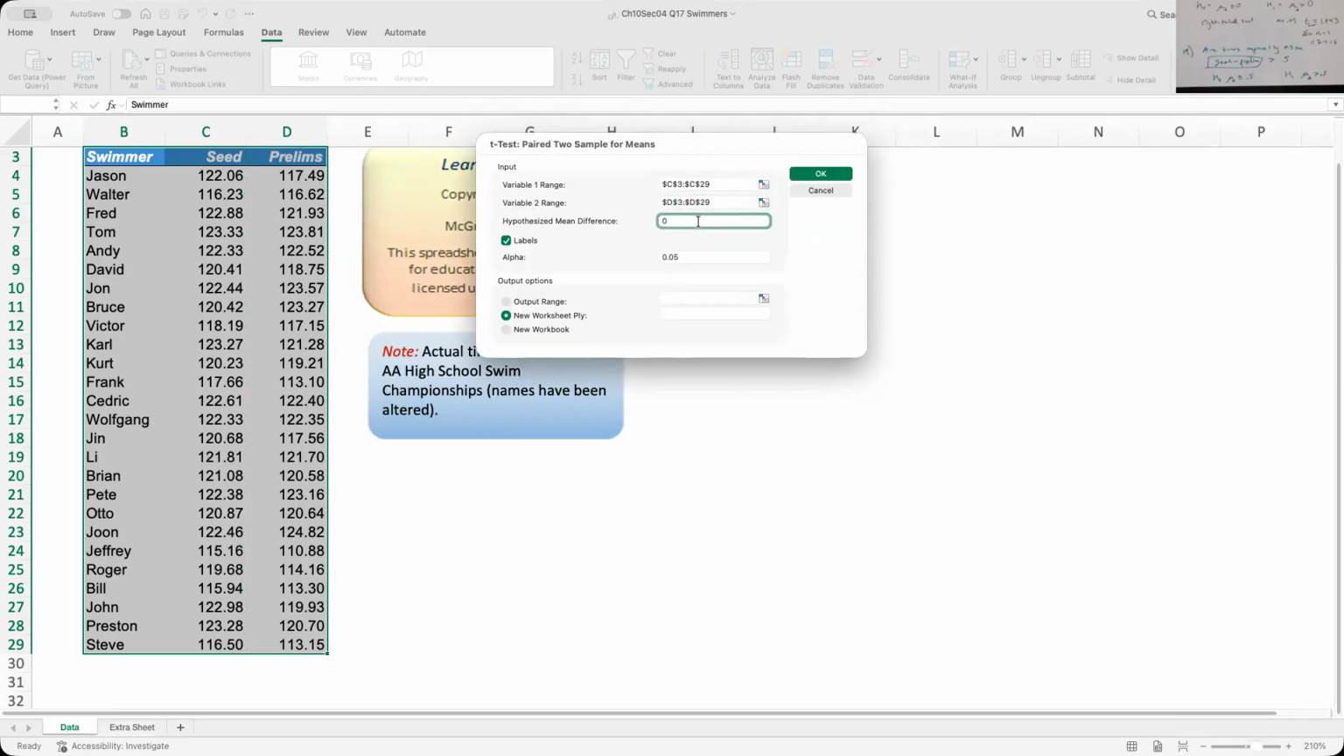Hypothesized mean difference is now not 0. I think the time was improved by 0.5 seconds. Need to make sure I put the new difference in. I'm still doing 0.05. I'm going to put this output out in a new sheet.